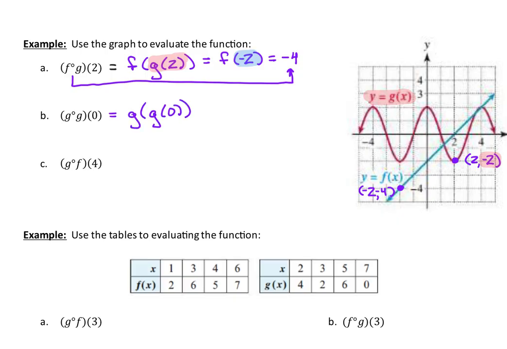g of 0. Okay, we are going to start by figuring out what is g of 0. And when we do this, we have this point up here. It has an x-coordinate of 0, and when x is 0, y is 2. And so I am going to replace this g of 0, the inside one, with my y-coordinate. All right, this becomes g of 2.